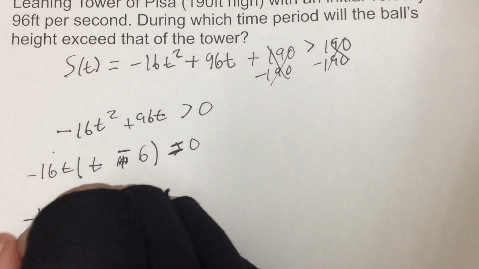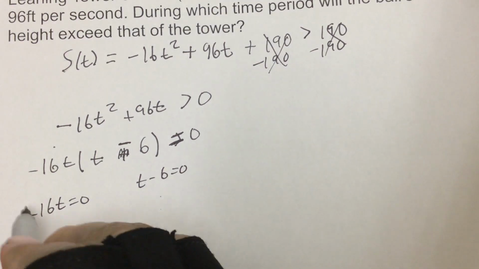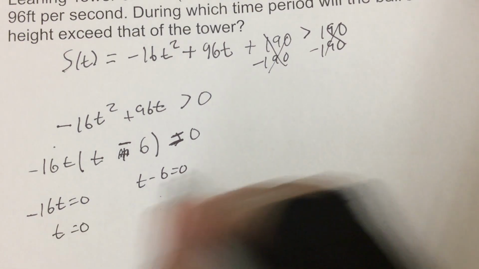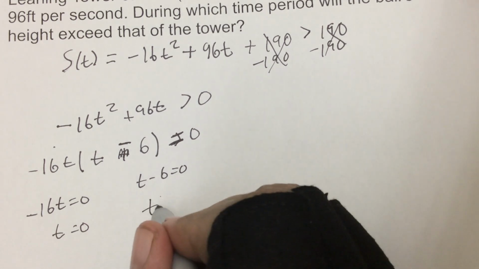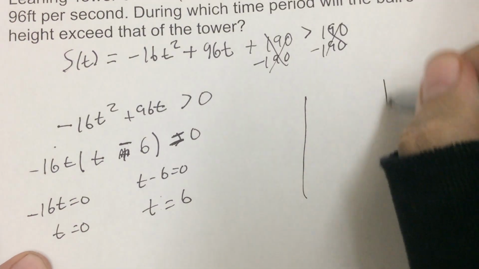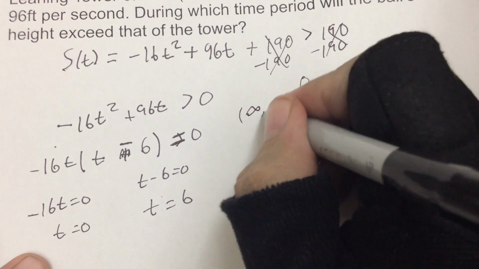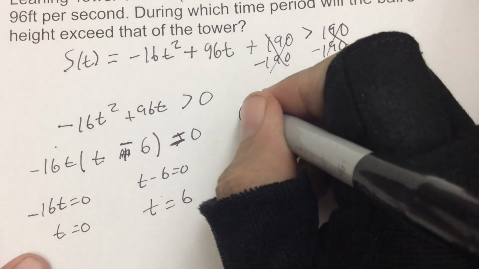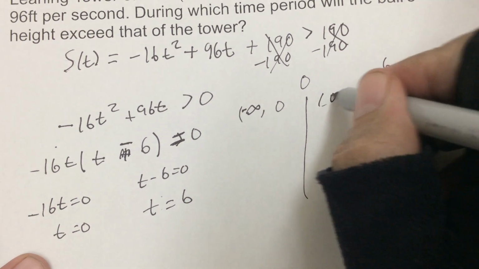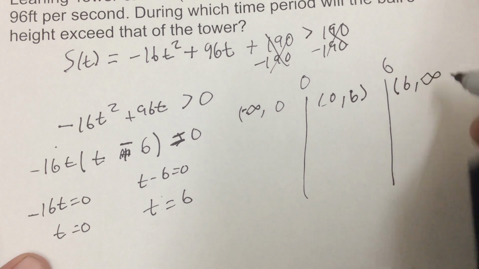So we'd have negative 16t equals 0 and t minus 6 equals 0. So if we divide by negative 16, we still have t equals 0. And if we add the 6 over, we have t equals 6. So these are our boundary points. This is what we're going to break this up by. So 0, 6. So negative infinity to 0, 0 to 6, and then 6 to infinity.